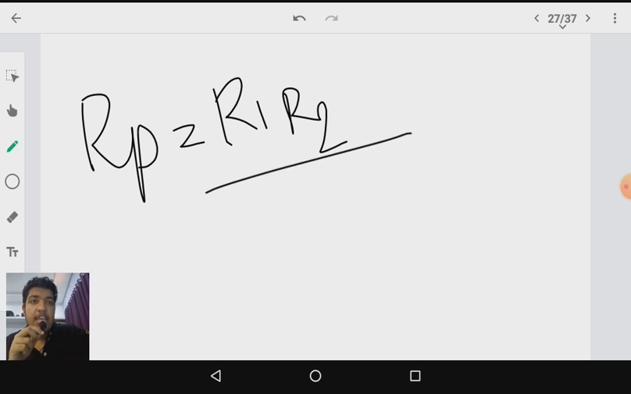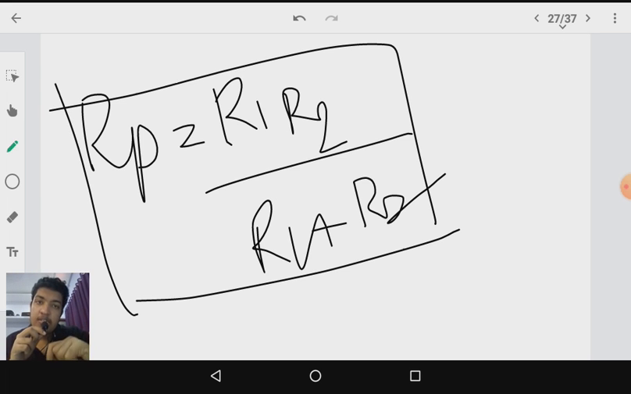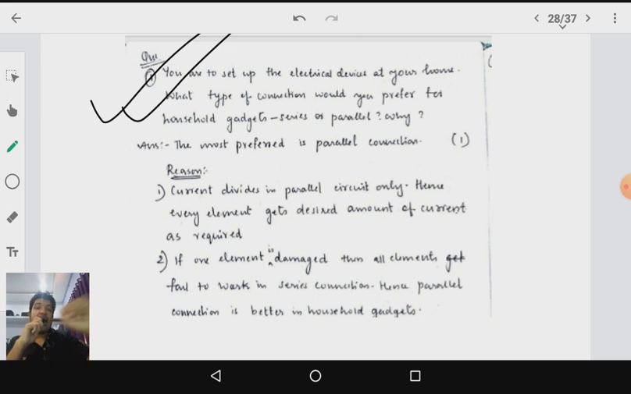Rp is equal to R1 R2 divided by R1 plus R2. So this is the equation for two resistors in parallel, R1 R2 divided by R1 plus R2. Now this is the practical application of series and parallel combination. So let us solve this one.